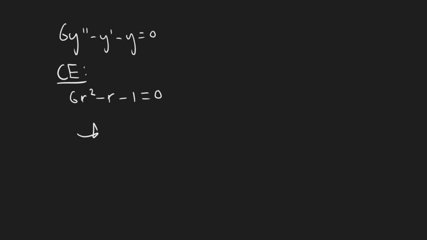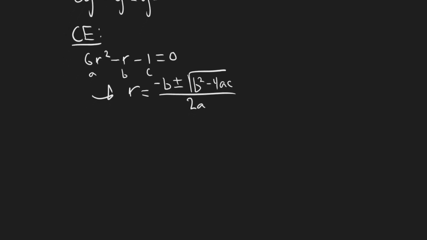Just to jog your memory, the quadratic equation is r equals, in this case, since we're solving for r, negative b plus or minus square root of b squared minus 4ac over 2a, where each constant represents the coefficient of the power in the quadratic equation. Okay, so now we just gotta plug and chug.